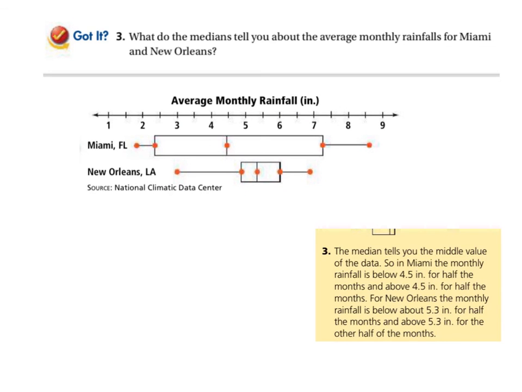Taking a look here. What does the median tell you about the average monthly rainfall in Miami and New Orleans? Well, notice here the median is lower than it is in New Orleans. So the median tells you the middle value of the data. So in Miami, the monthly rainfall is below 4.5 inches for half of the months and above 4.5 inches for the other half. For New Orleans, it's below 5.3 for half and above 5.3 for the other half. I would say overall New Orleans probably gets more rainfall with this telling us. Now notice here Miami though has a chunk where it does get more than New Orleans. But New Orleans a little more reliable maybe. Let's say that.